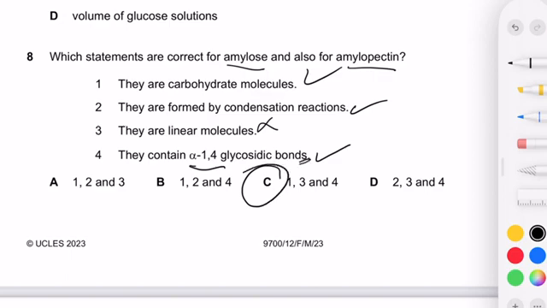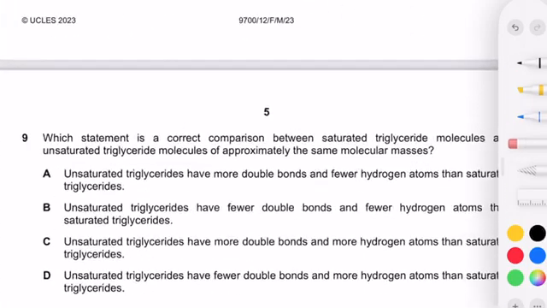1, 2, and 4. Excuse me. It is B. Okay, so let's move on now.